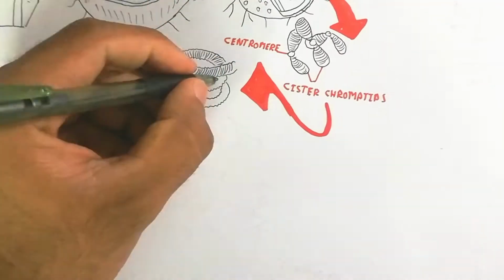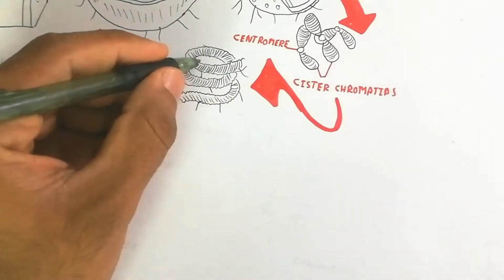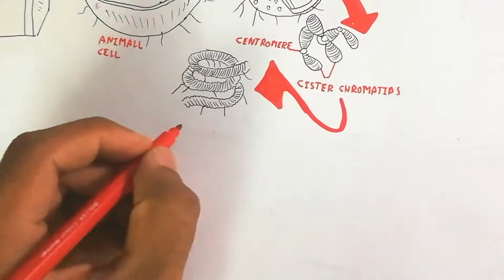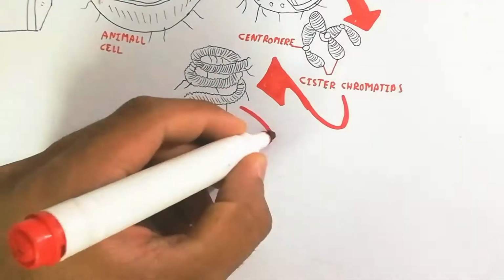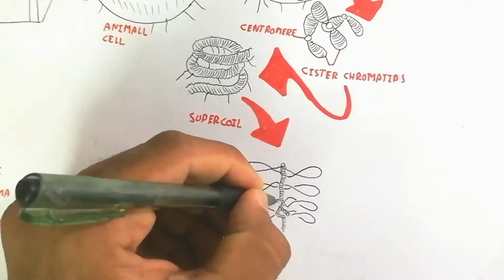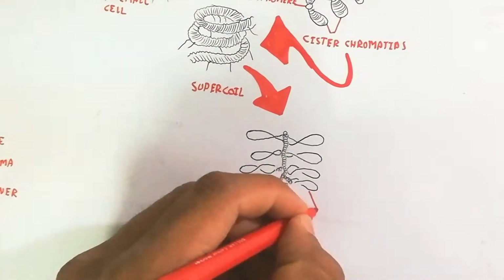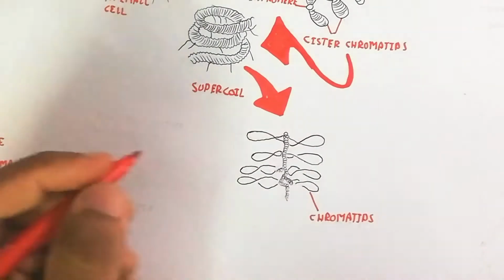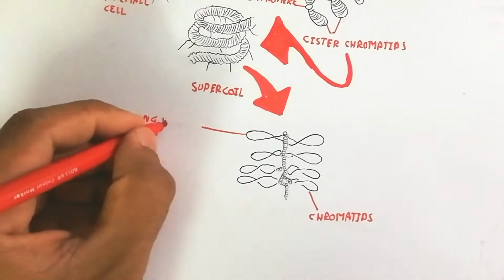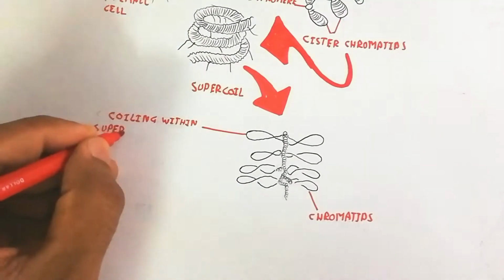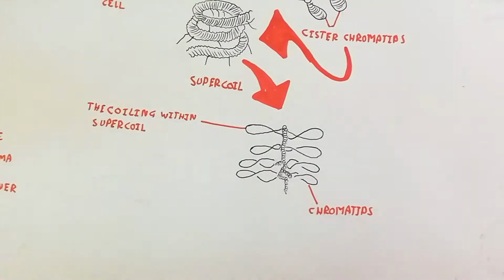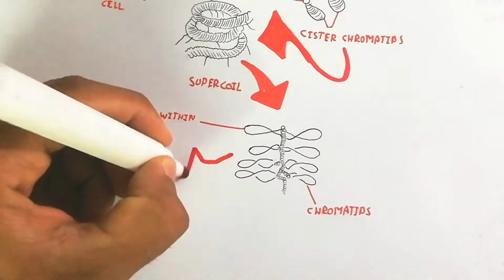Here the chromosome is cut from here, and the arms of the chromosome are made up of supercoiling of the genetic material. We will check further, and the thread is shown here. That is the coiling within the supercoiling, which is basically known as supercoiling. The DNA is present in the form of coiling.